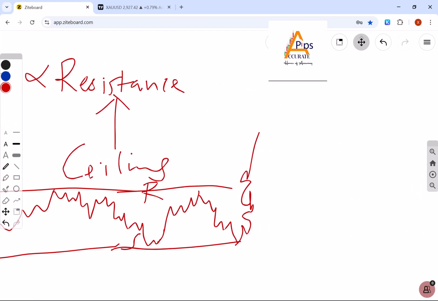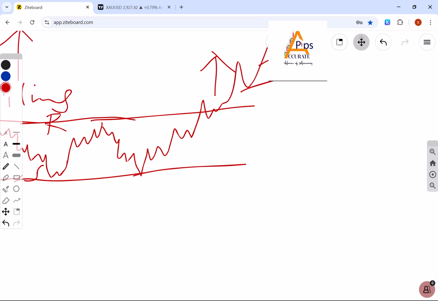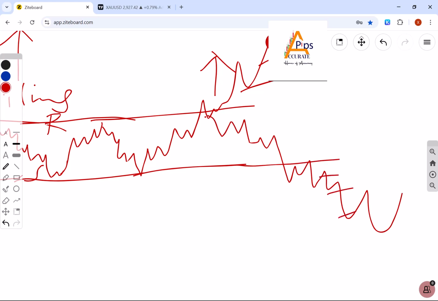So if price is to break upward and continue going up, then it means that we have started the uptrend and we will now be looking for only buying positions. Now if it is the other way around and price then decides to come down like this, break the support and continue down, then we will now be looking for only sell opportunities beneath this.